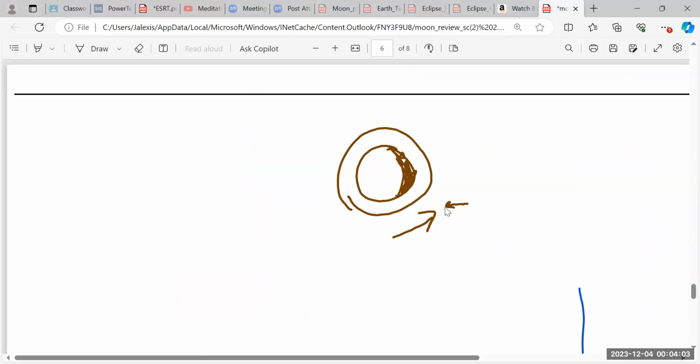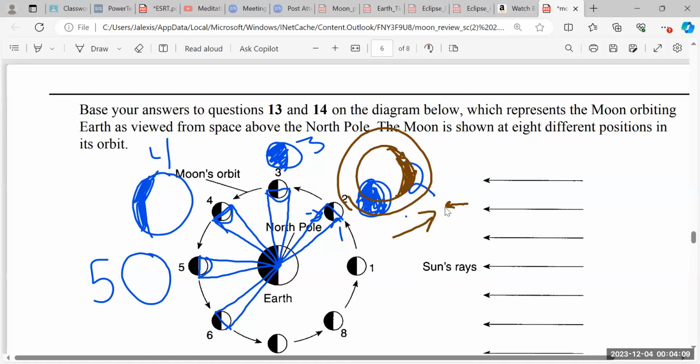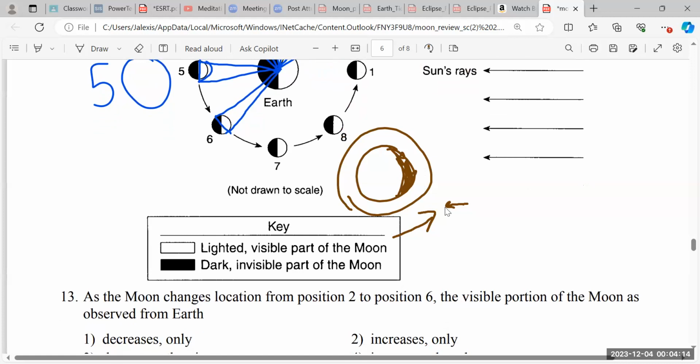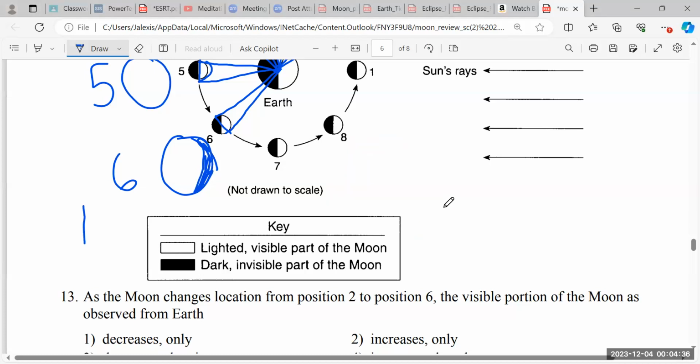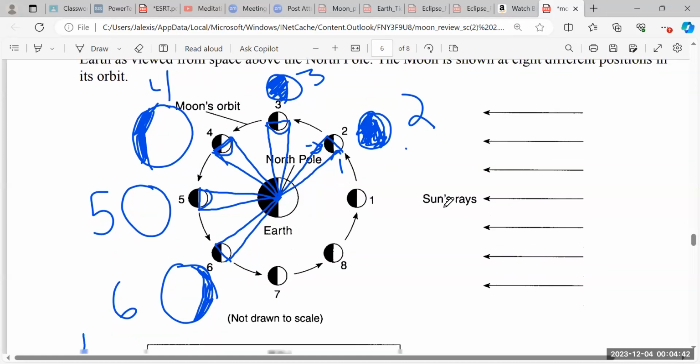So when I turn my paper, and here we go. And remember what we just said, right? For position 6, and I'm just gonna redraw it here. For position 6, like we said, we see a lot of white on the left and a little bit of dark on the right. Okay.